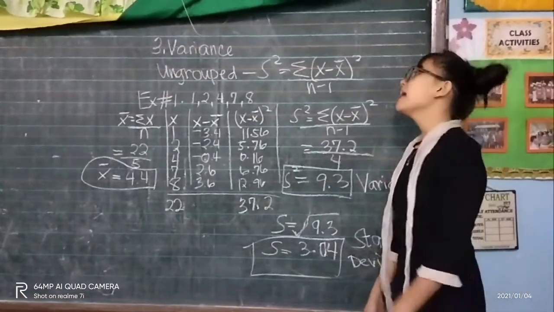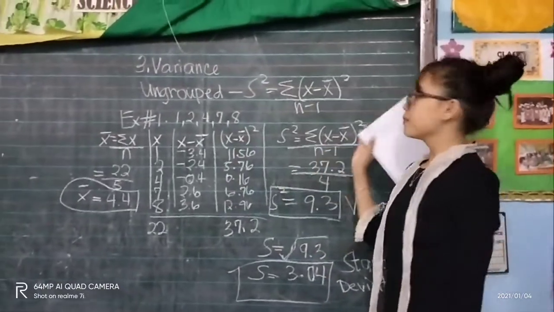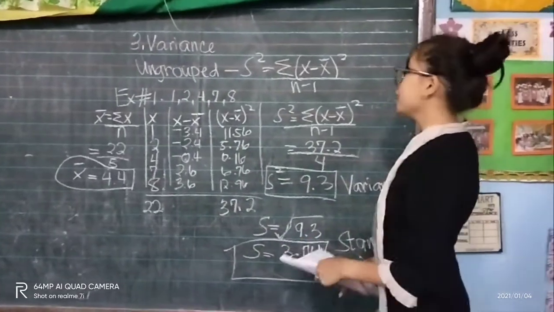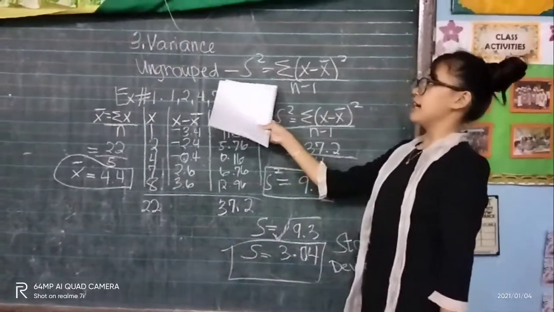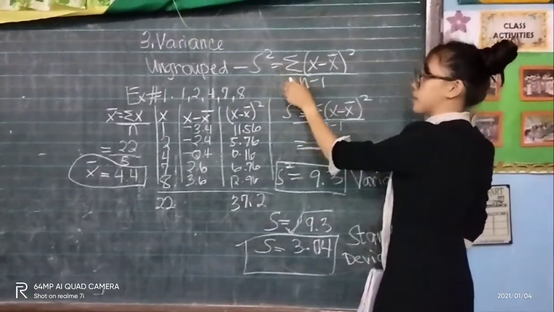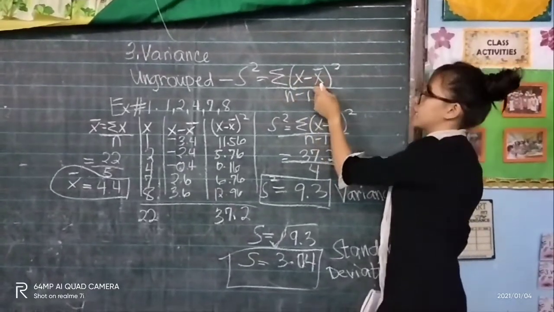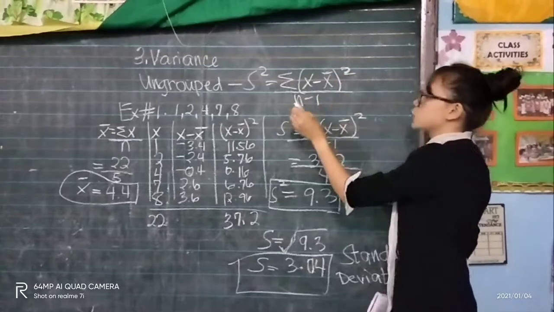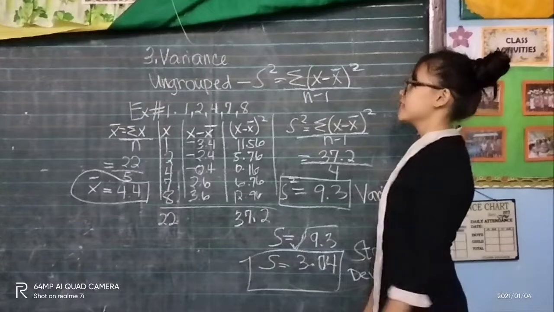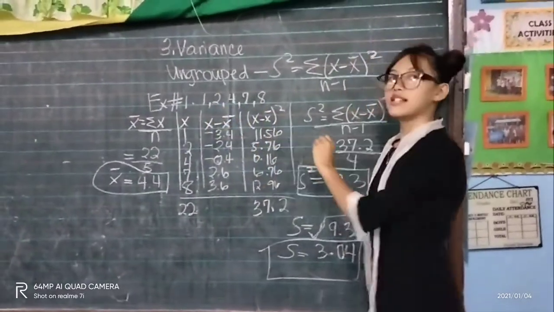Okay, so let's proceed to the variance. We're gonna compute the ungrouped data first. So the formula for ungrouped data is s squared is equal to summation of quantity x minus mean raised to the power of 2 all over n minus 1. So example number 1: 1, 2, 4, 7, 8. So this is our data.